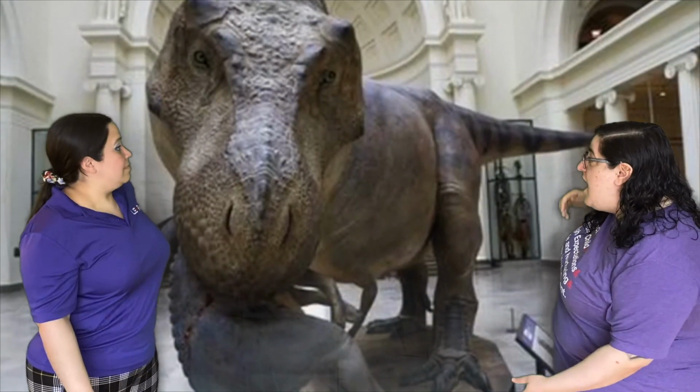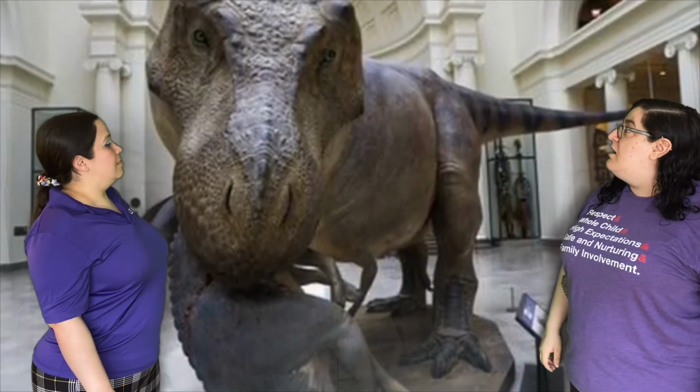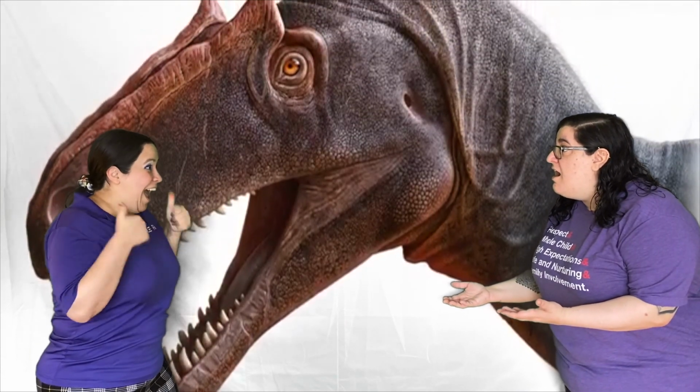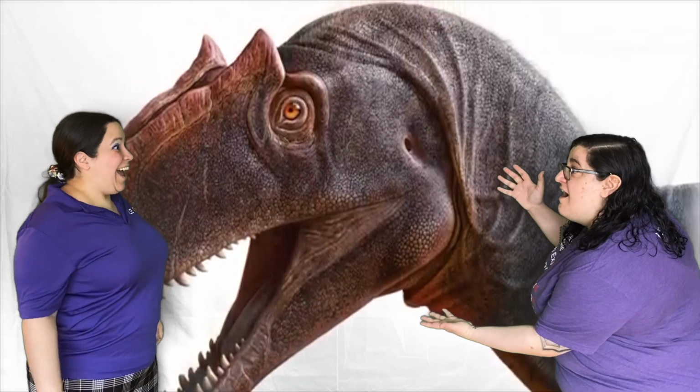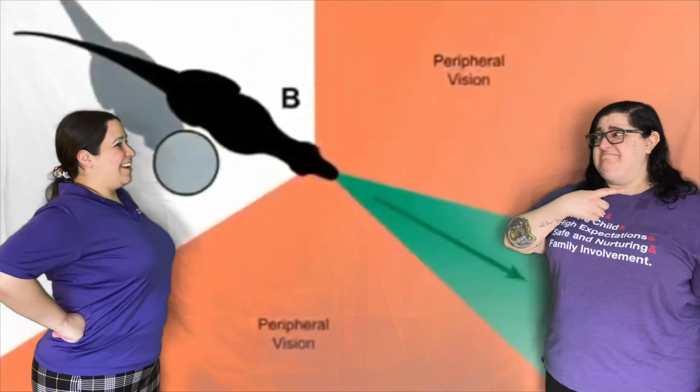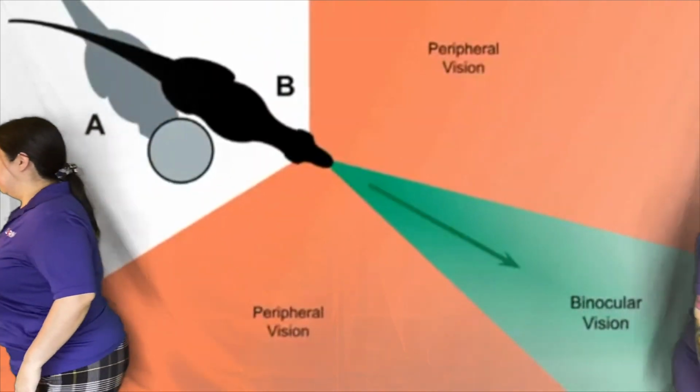T-Rex eyes faced forward, a huge difference from primitive dinosaurs like Allosaurus, whose eyes pointed away from each side of its head like a lizard. Because Tyrannosaurus's eyes faced forward, scientists concluded that the animal had binocular vision, or the ability to focus both eyes on one target, like us.